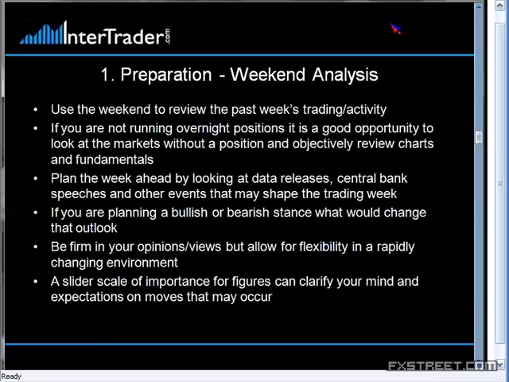That's what you need to look at. Then we've got the weekend analysis. Again, something people don't tie into the risk management, the money management, the preparation, the planning. We can talk about that now.